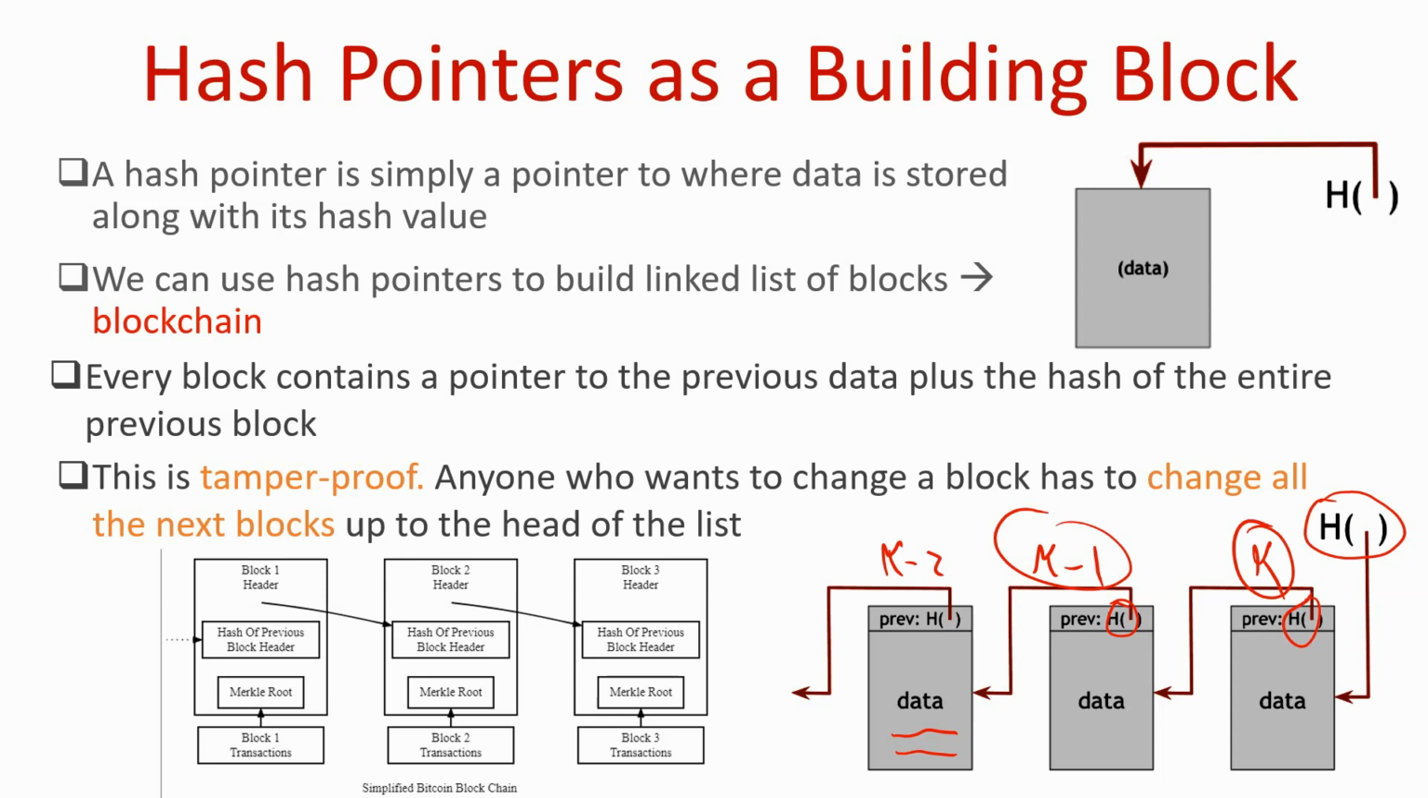Now, the figure on the bottom left corner shows you what a header actually contains. It contains a pointer to the hash of the previous block header, and it contains the hash of the previous block header as well, and this is how you create a tamper-proof ledger. The figure also shows that the block headers contain something called a Merkle root.